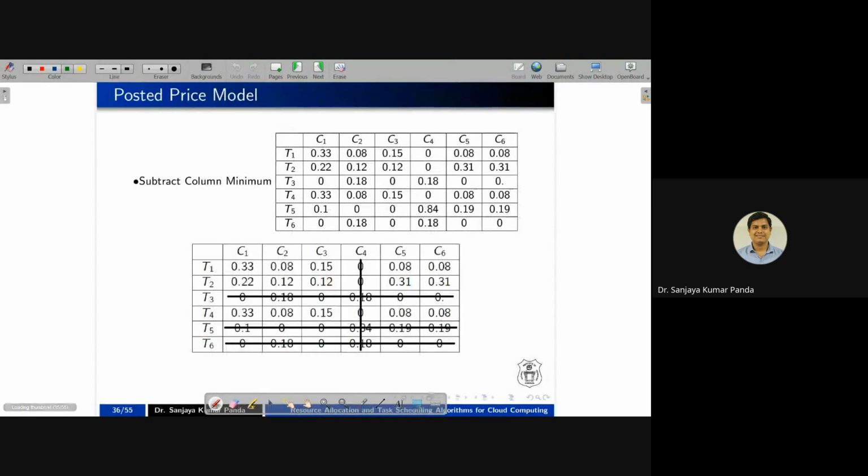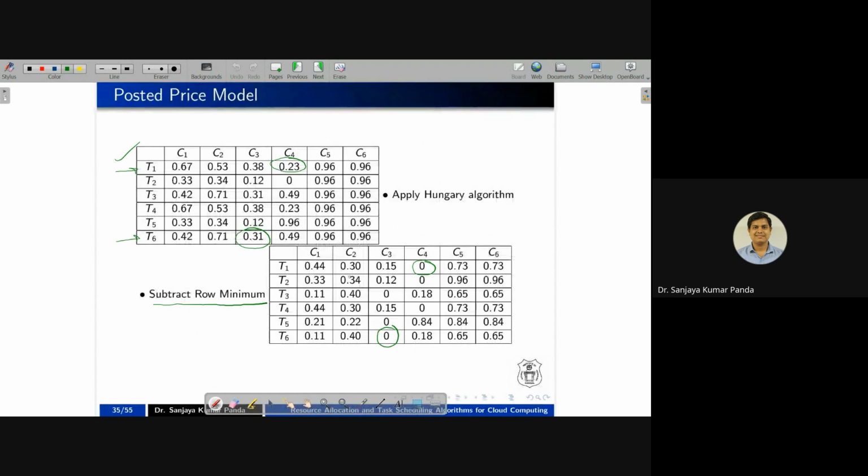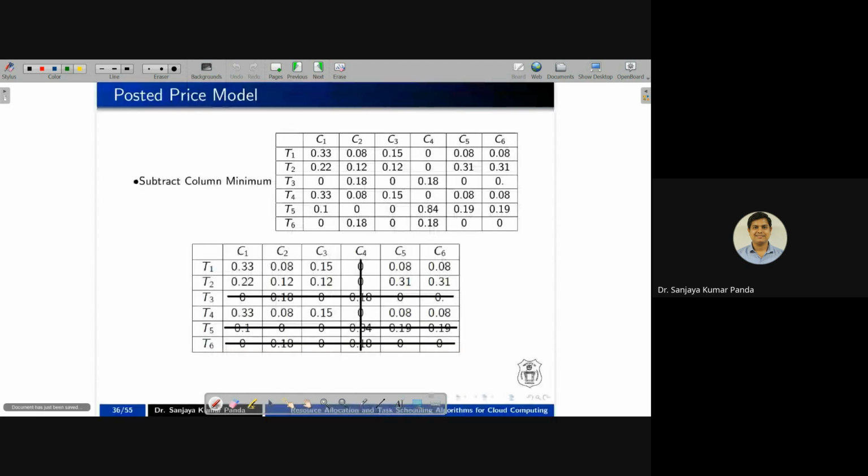Now, once you have done the row minimum, then you find the column minimum. For example, in this case, if I find the column minimum, you will get 0.11 as the column minimum. That you have to subtract from all the values. So this becomes 0. This one also becomes 0. You can notice here, we are finding the column minimum.